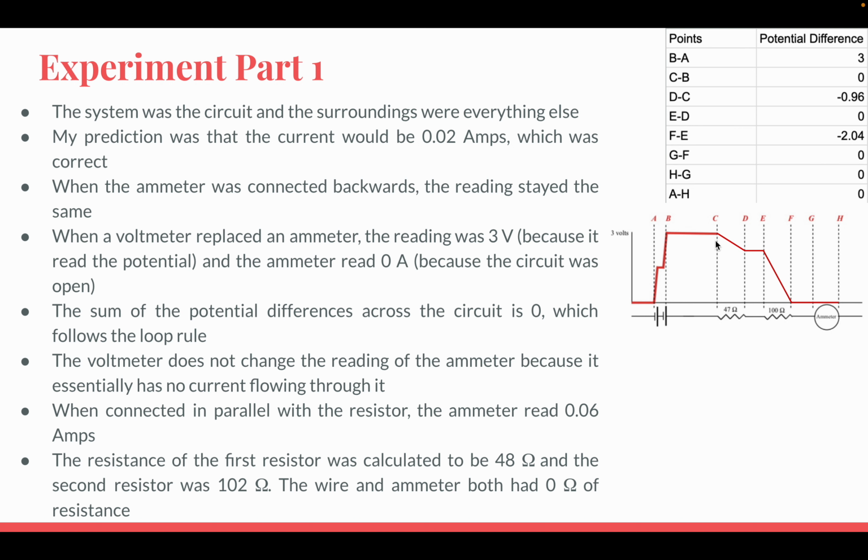And here, this graph shows the approximate graph of the potential difference over these points. As you can see, it goes down at the 47 ohm resistor, stays the same here, goes down to 0 here, and then stays at 0, as predicted by this chart.